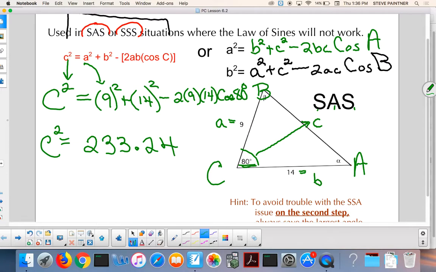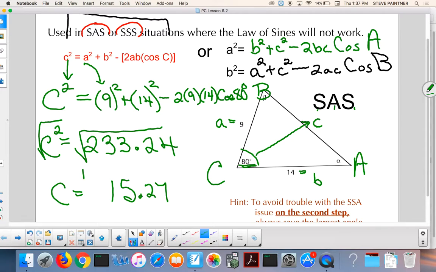Okay. So that's what Cece's getting, yes? Okay. Is that the answer? The missing side is 233? No. No. Do what now? Square root. Square root. Gotcha. Square root. Now the answer becomes 15.27. 15.27. Gotcha.